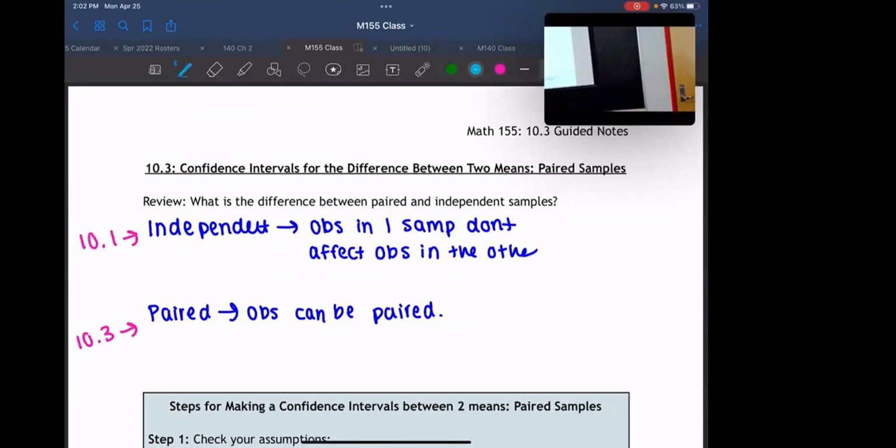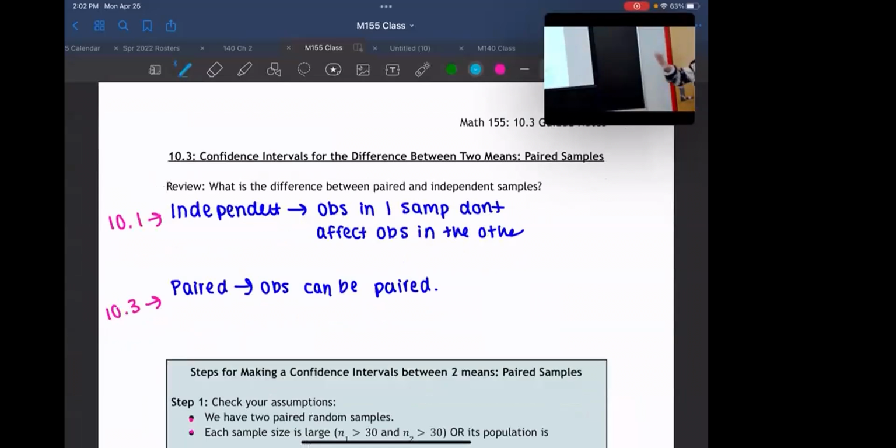All right. So just a reminder, I didn't say this, but we're skipping over 10.2. So don't freak out if you don't see 10.2. We're going from 10.1 to 10.3. Okay. We talked last time about confidence intervals for the difference between two means, and we did paired versus independent samples. That's kind of where we left off.